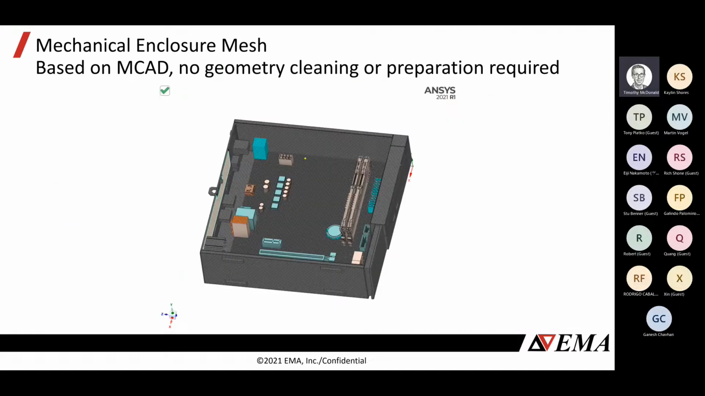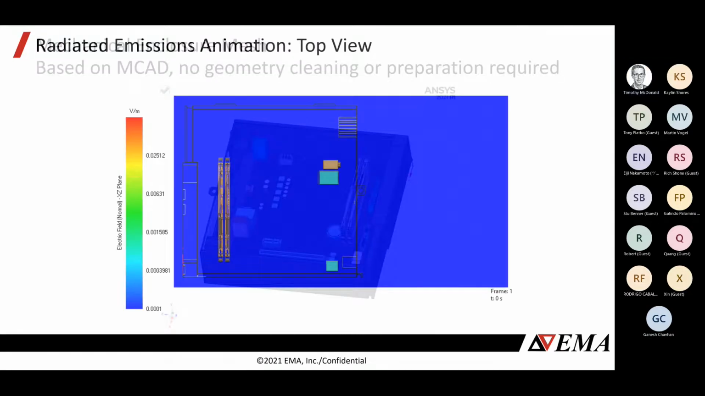So this is what the voxel style grid looks like. Again, all of this is unclean geometry. If you try to just import and hit mesh with mechanical geometry in other tools, you may be in for a bad time. But EMA3D Cable is all about working directly with the mechanical CAD drawings. So let's take a look at this.